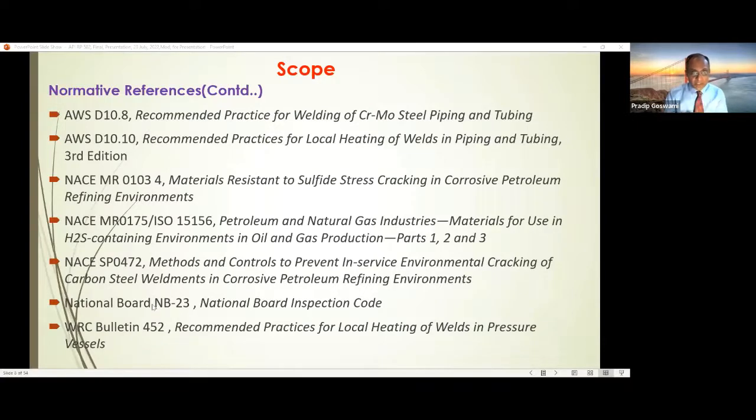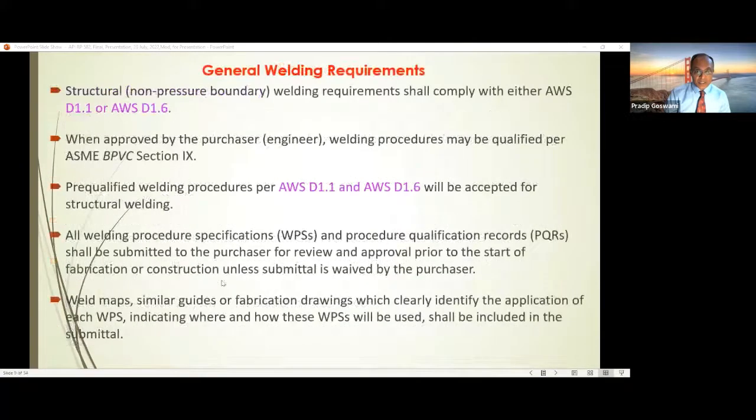And as well, you can see NB, National Board, NB23, that is the NBIC Repair Code, Boiler Inspection Repair Code, which is also addressed and encompassed by this specification. So in a nutshell, the application regime for this RP is quite broad. It has been more or less accepted by various industries, and it has been tied to many design and fabrication codes.